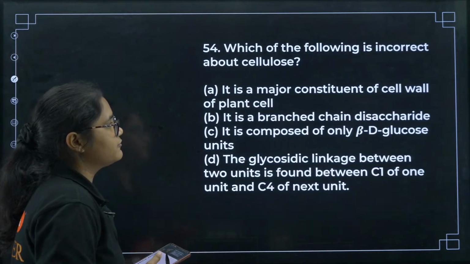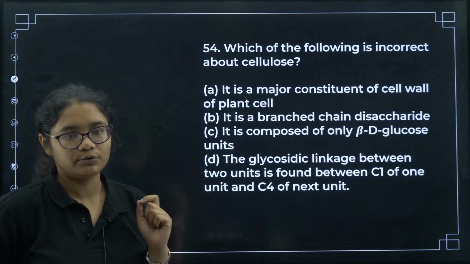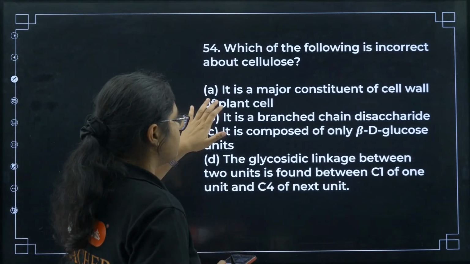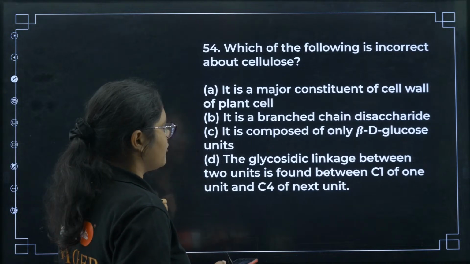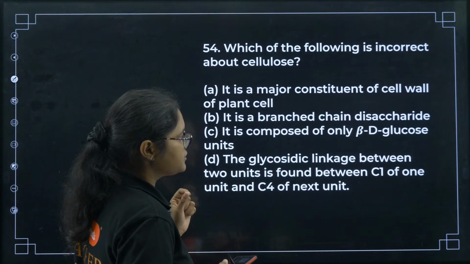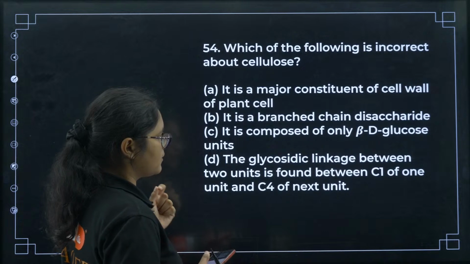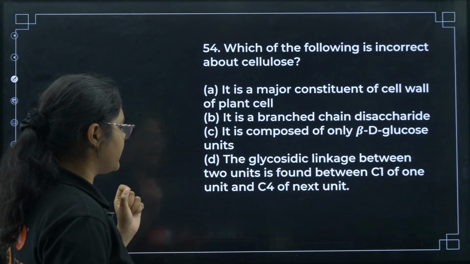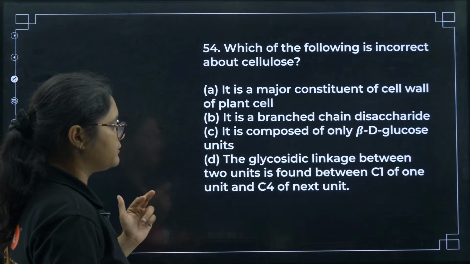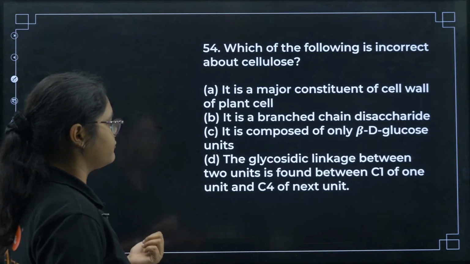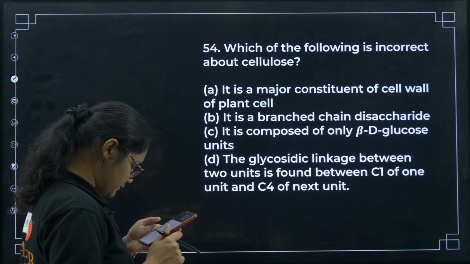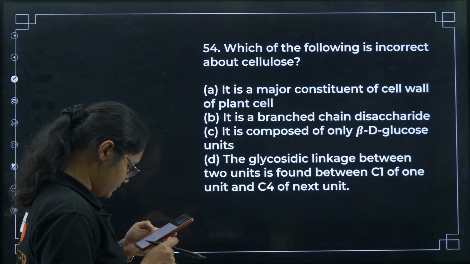Next we have: which of the following is incorrect about cellulose? Cellulose is a polysaccharide, a major constituent of the cell wall of plant cells. It is a branched chain disaccharide. It is composed of only beta D-glucose units. The glycosidic linkage between the two units is found between C1 of one and C4 of the next unit. So let me see which one is the correct answer here.